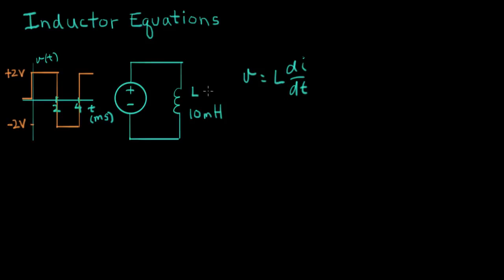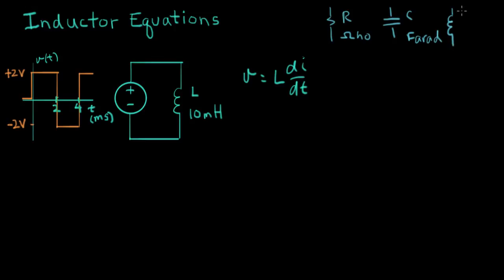Let me do a quick review of the two letters that are used as variables for inductors. When we have a resistor, we call it R, and it's in units of ohms, and that's named after Ohm himself. And when we have a capacitor, the units are C for capacitance and F for farad. That's named after Michael Faraday.